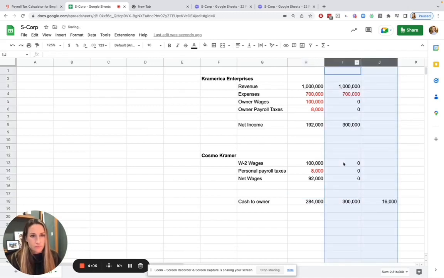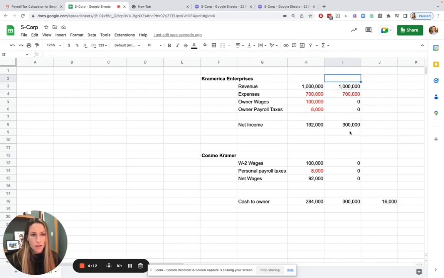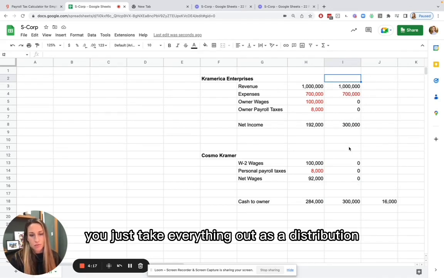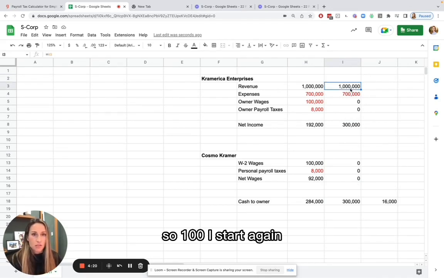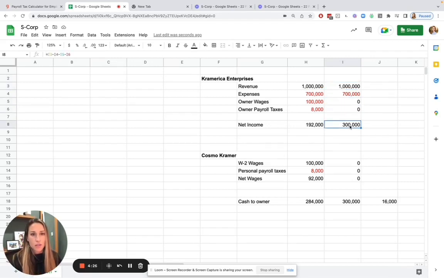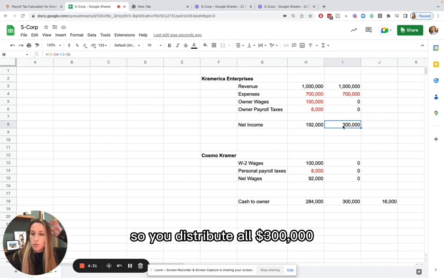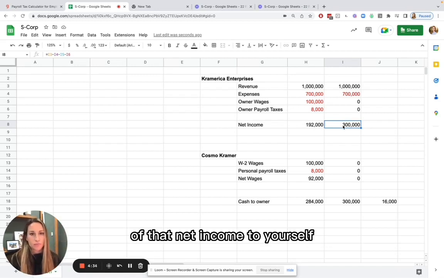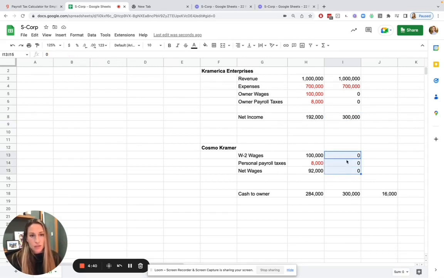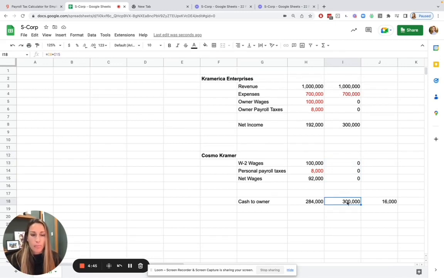Now, let's assume same company, same situation, but in this example, you don't pay yourself wages. You just take everything out as a distribution. So $1 million in revenue, $700,000 in expenses, no wages. So your net income instead of $192,000 is now $300,000. You distribute all $300,000 of that net income to yourself. But that means you don't get any W-2 wages. So your total cash to owner for the year is $300,000.